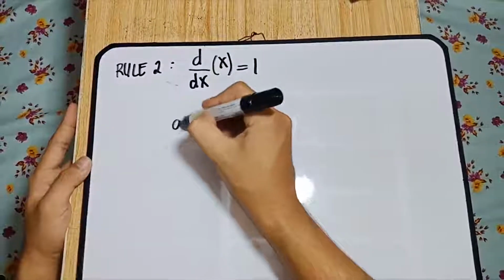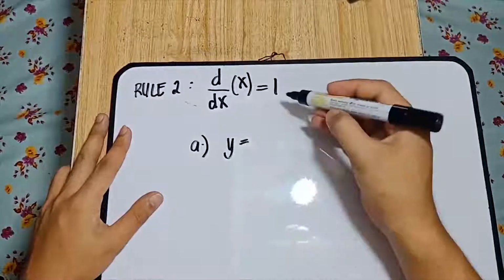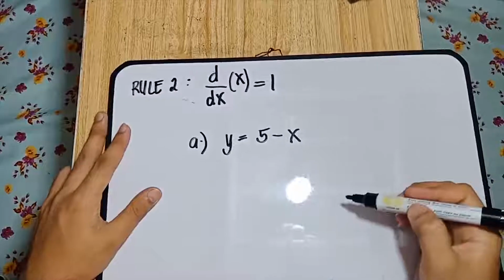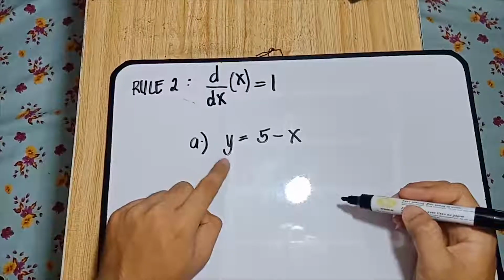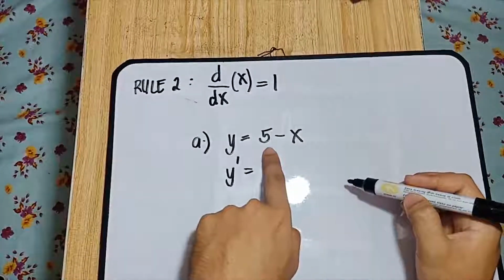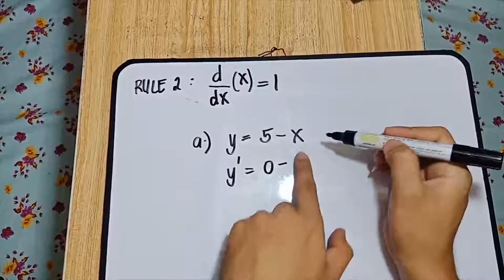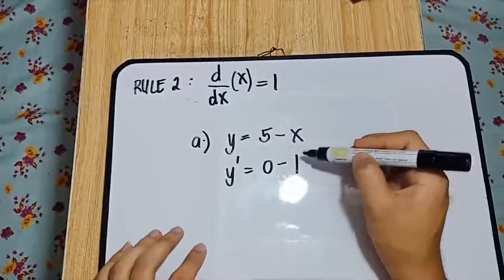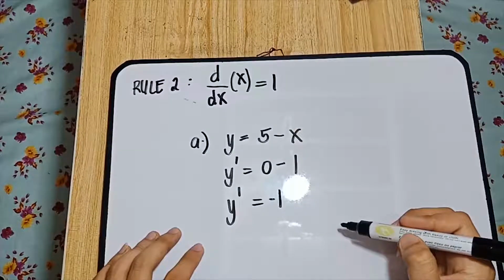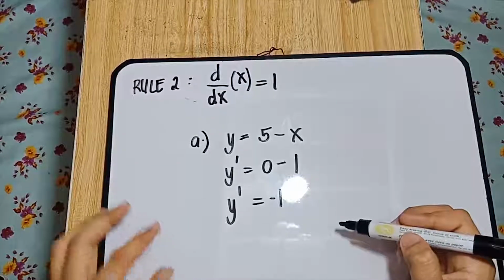So, example na nga natin, y equals 5 minus x. So, the derivative of y is y prime equals derivative of 5 is 0. That is constant. Then, minus the derivative of x, which is 1. So, our answer is y prime equals negative 1. And that is rule number 2, yung general rule na tinatawag na natin.